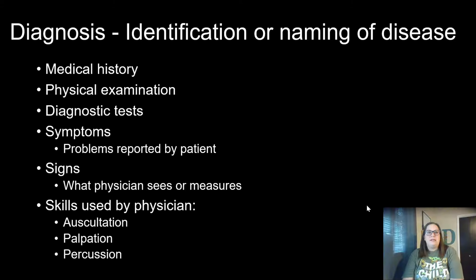All right, so this brings us to then diagnosis. Diagnosis is we're going to identify and name the disease. We're going to figure out what it is. We're going to know what it is. And we are going to see that with diagnosis, there's a number of steps that have to take place. One, medical history. We want to get as much medical history from the patient as possible.